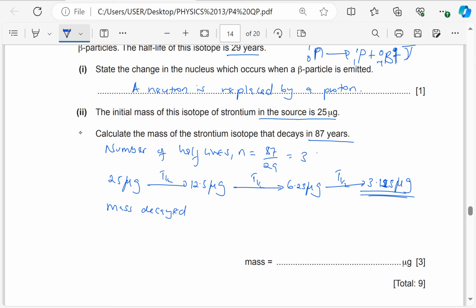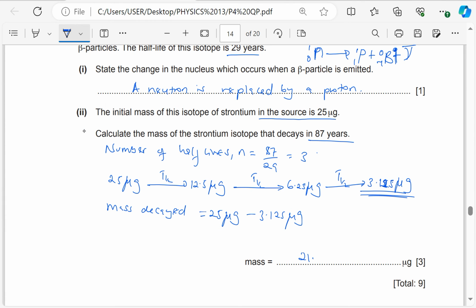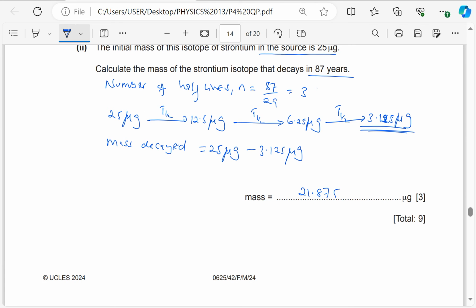This is what remains. So what decayed is going to be 25 micrograms minus 3.125 micrograms. So 25 minus the answer, that is 21.875 micrograms. Alternatively, some students decide to use the formula which is m equals a half to the power n times m naught.